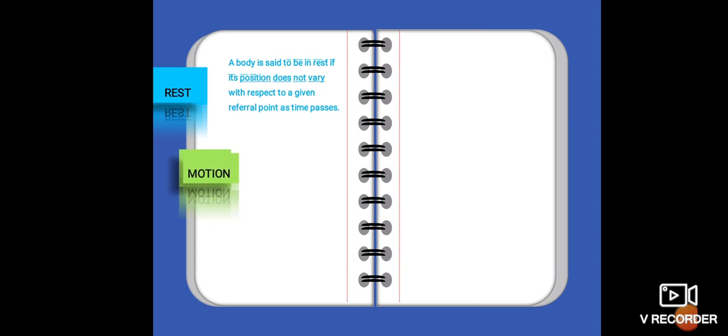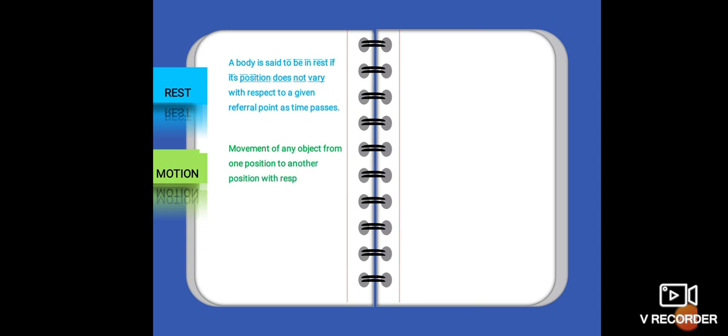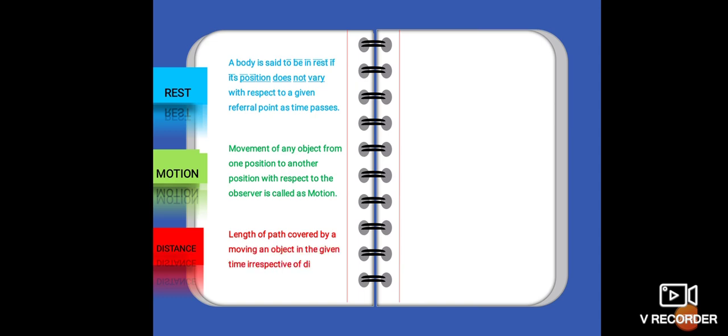Now what about motion? Definitely, when an object changes its initial position with respect to the time, that is the motion. यदि कोई ऑब्जेक्ट अपनी इनिशियल पोजीशन को टाइम के साथ साथ चेंज करता है, दैट मीन्स वो ऑब्जेक्ट मोशन में है. Now come to the distance. Exactly, the actual length covered by an object is the distance.